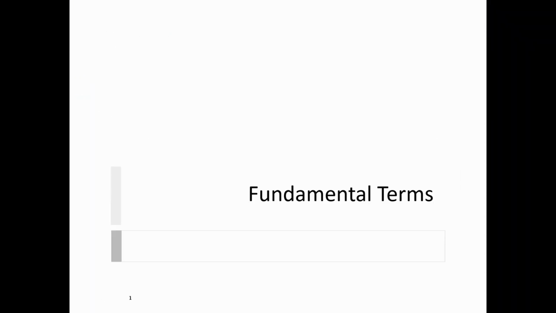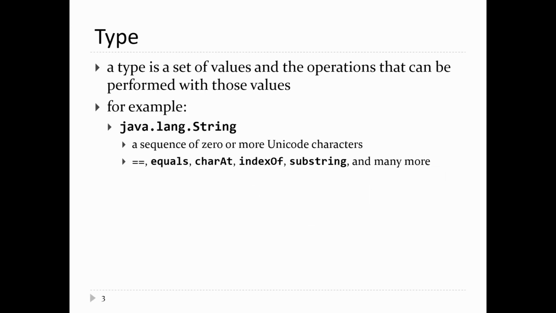Let's start out with some basic terms so that we're all on the same page. First of all, what is a type? We've done this already before. A type is a set of values and the operations that you can perform with those values. For example, string is a type. What are the values that are strings? Anything, any sequence of characters, including the empty sequence. What can you do with those values? I can test if two strings are equal. I can get a character at a specific index, and so on.